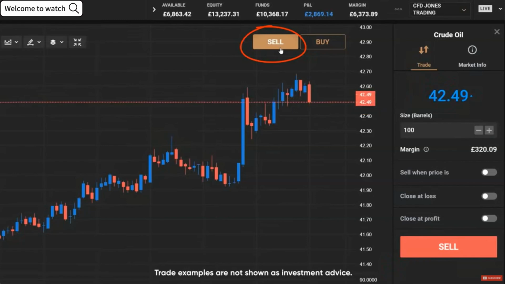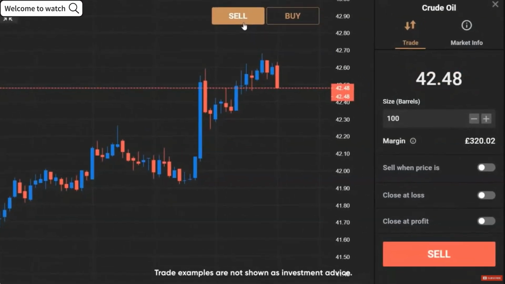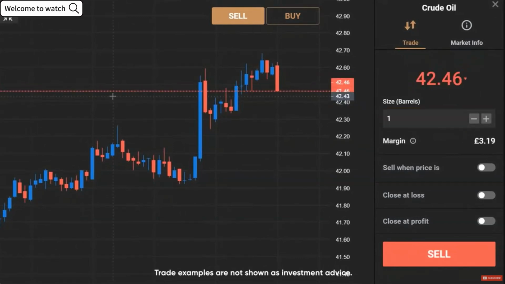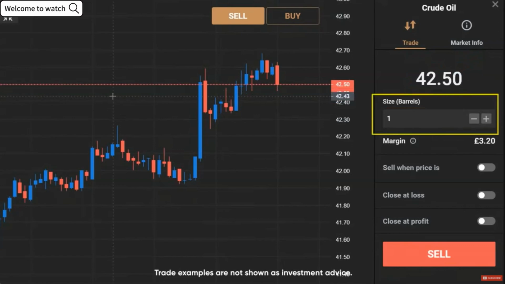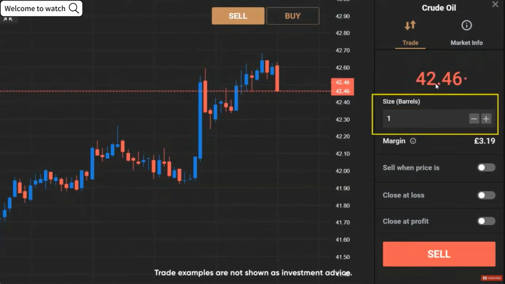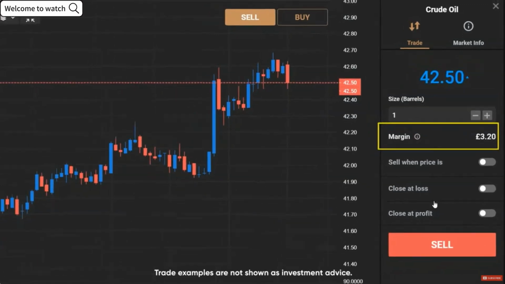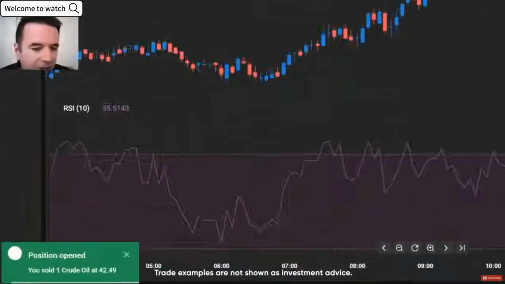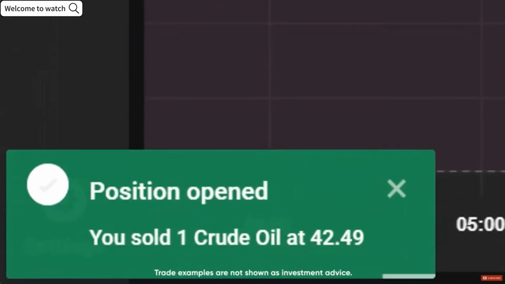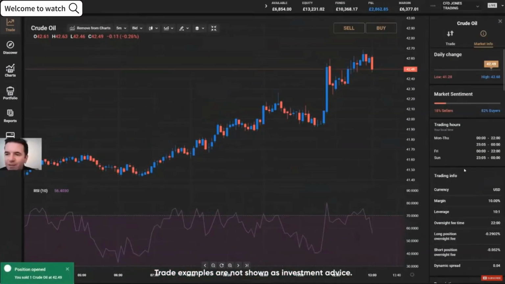So I don't have a position in oil at the moment. I'm opening up a position to try and profit from the price dropping. So let's knock that right back down to 1 barrel of oil. The price is currently trading at what, 42.50, 42.45. Again, I'm trading on margin. If I click on sell, you can see my position's opened. So I've sold 1 crude oil at 42.49. So I've positioned myself to profit from a slide in the price of oil.